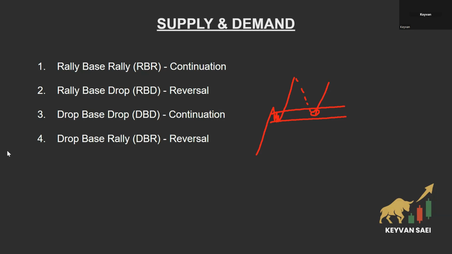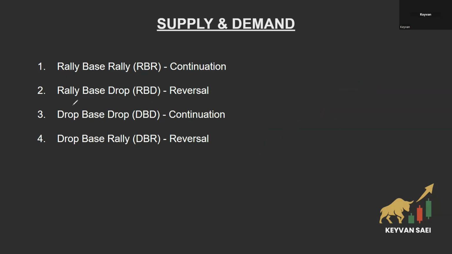The next one would be a rally, a base, and a drop, which is a reversal type of level. In this case, we would have a massive rally, and then maybe some consolidation, which would be the base, and then we would have the drop, and this would be our level of interest. Then we would wait for price to come back to this level and try and trade from here and hopefully catch the move down.